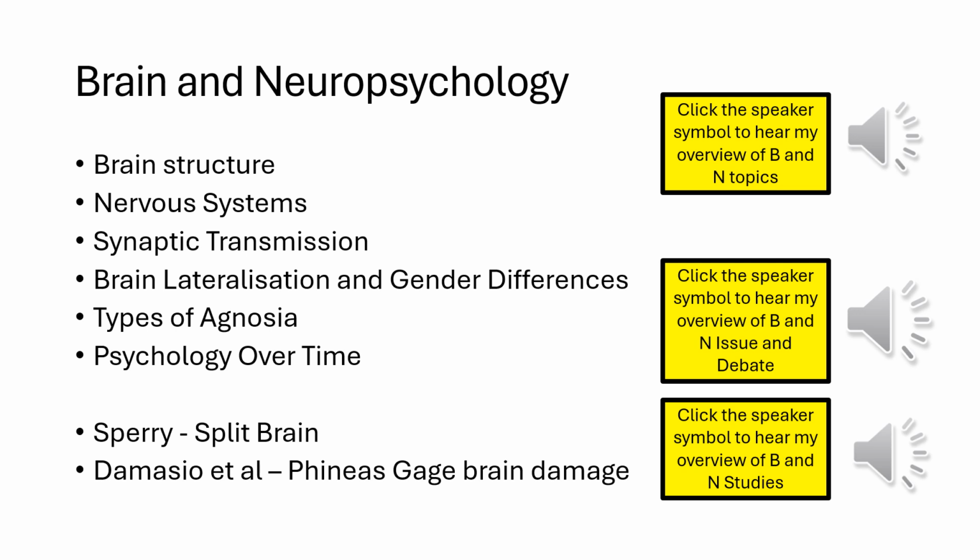The nervous system, we've got the central nervous system, which is the brain and the spinal cord, and the peripheral nervous system is the outer limbs, so arms and legs going to your fingers and your toes, and how messages are sent between them and the brain to control your body.